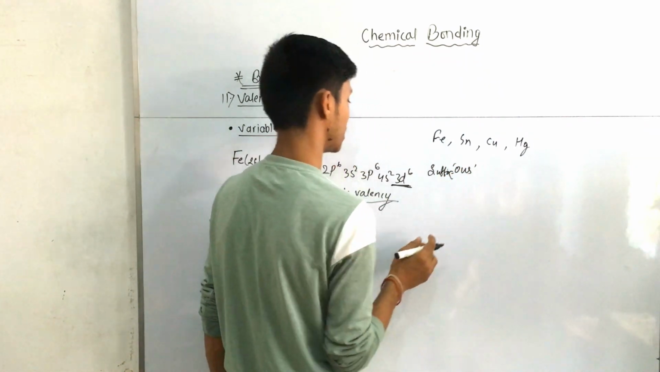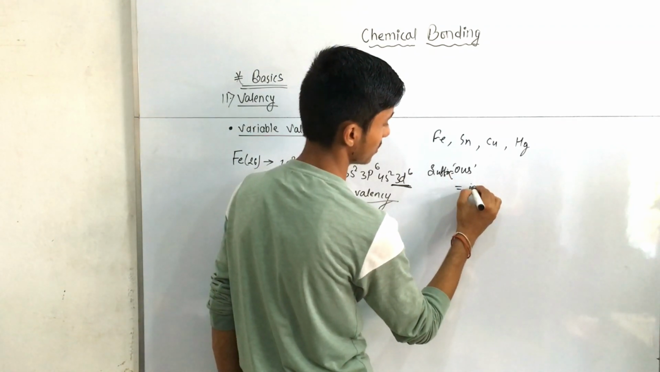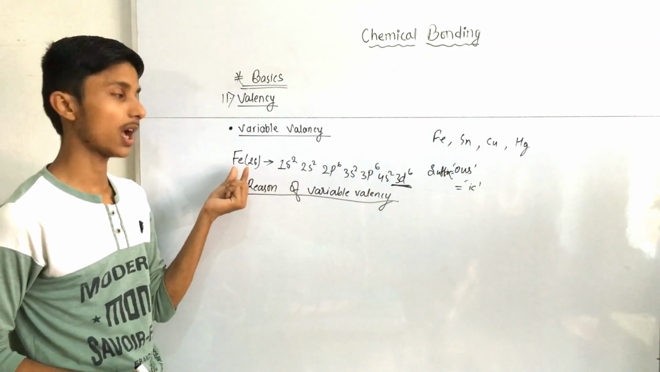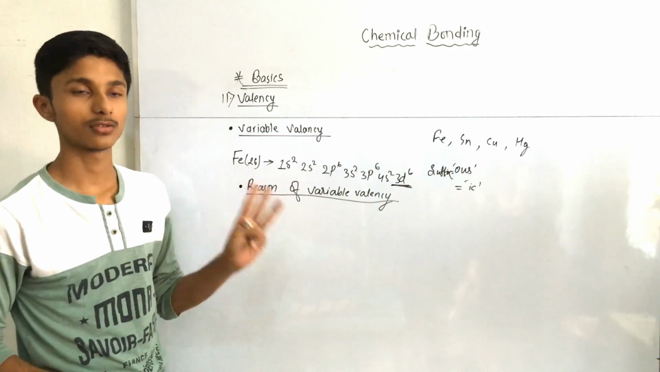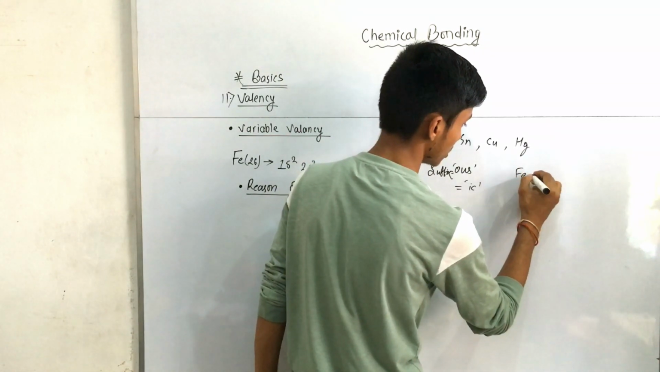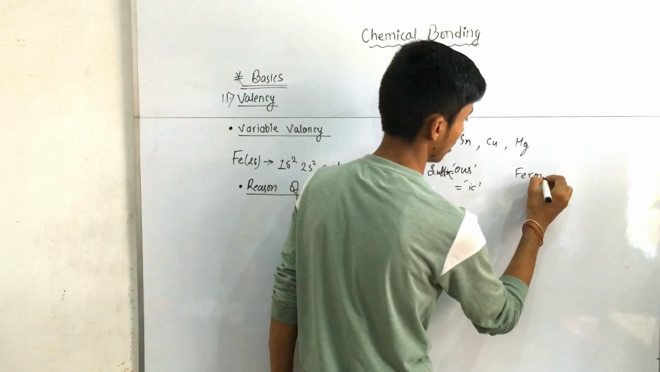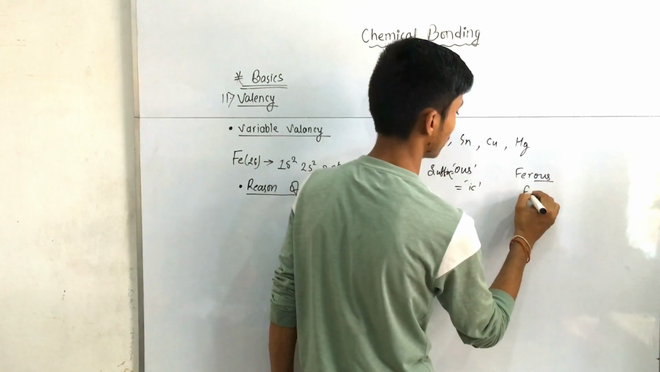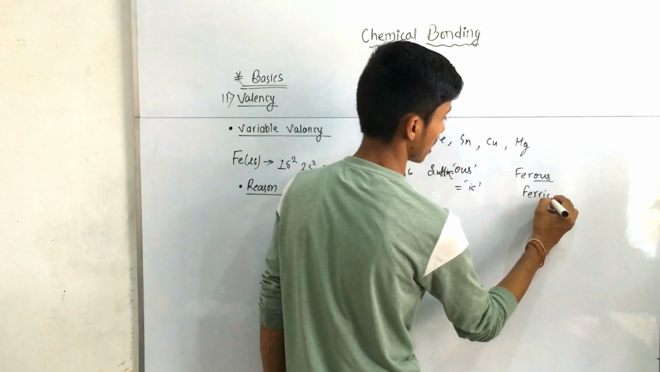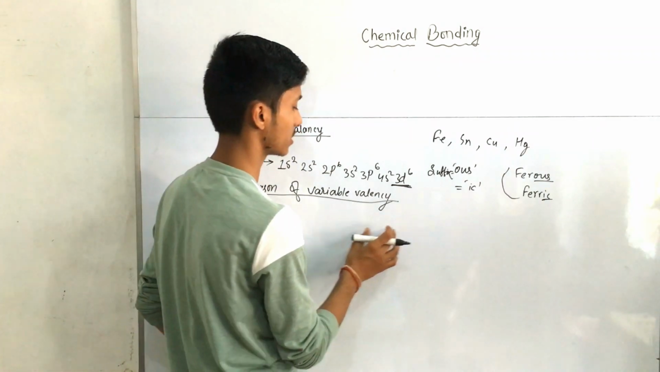And the higher valency of an element is assigned by the suffix IC. Here we know iron has two valencies, that is 2 and 3. So for valency 2, it will be ferrous, with the OUS suffix. And for the higher valency, that is 3, we use the IC suffix. This is what we are discussing here, the reason.